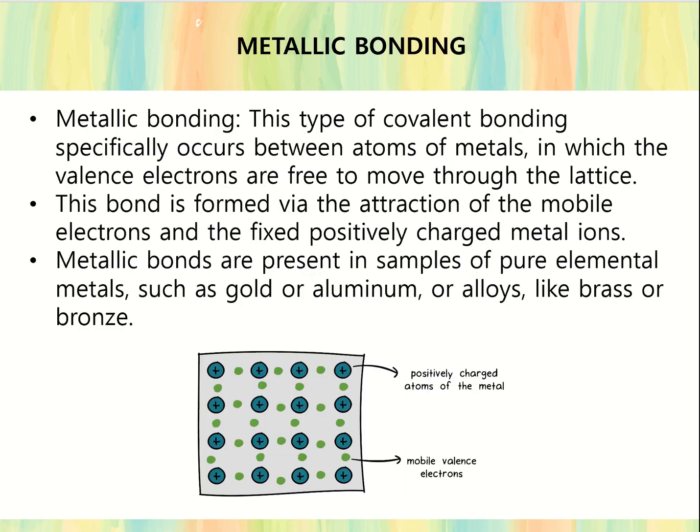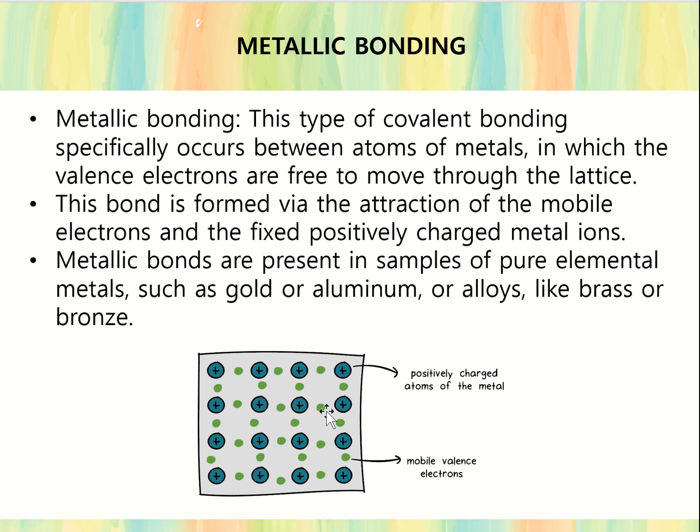So we spoke briefly about metallic bonding. Just to further reinforce that point, metallic bonding is a type of covalent bonding that specifically occurs between atoms of metals in which the valence electrons are free to move through the lattice. So here we have our electrons and our positively charged metal atoms, and this represents our metallic bonding. This bond is formed via the attraction of these mobile electrons and the fixed positively charged metal ions.